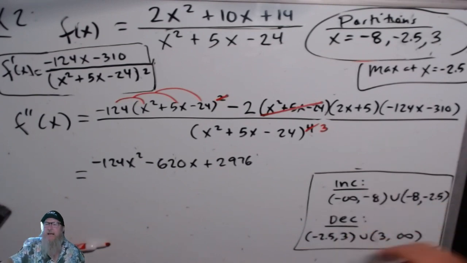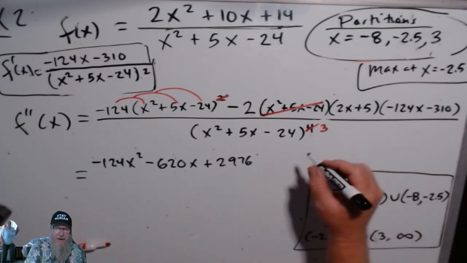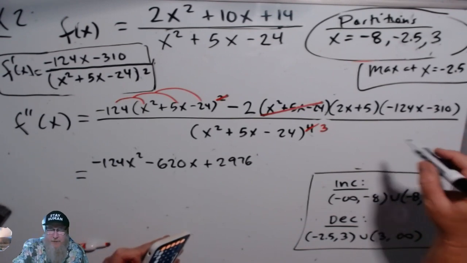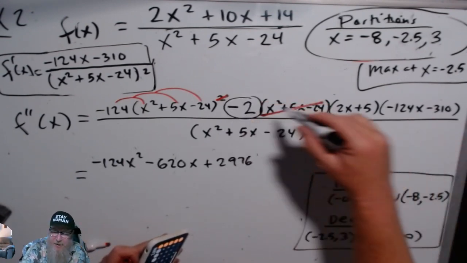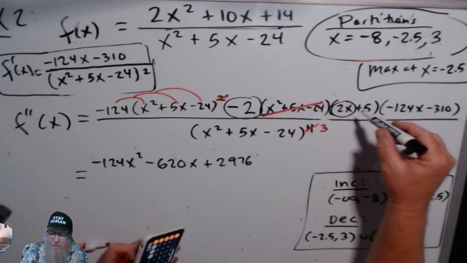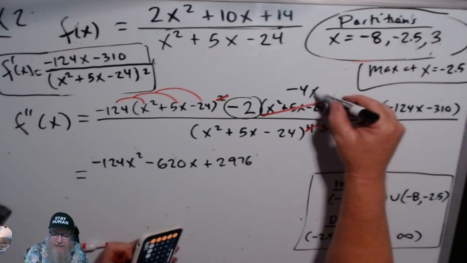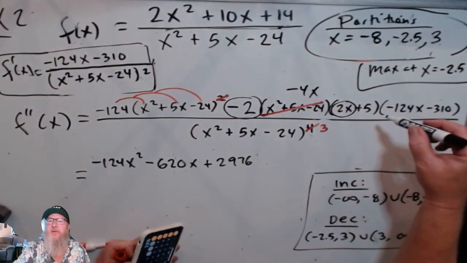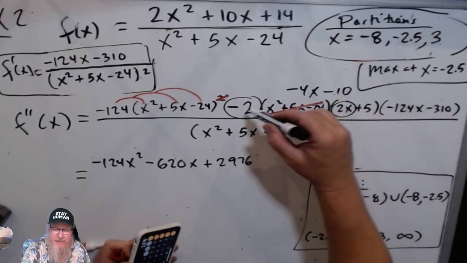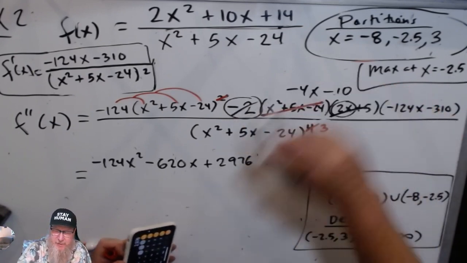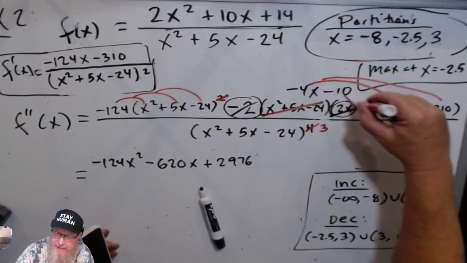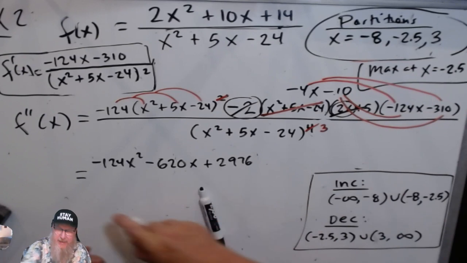Oh, I need to save this, but let's see if I can work around it for now. Shoot, what should I do? I've got this negative 2 and I've got a 2. So why don't we just combine those now? That'll be negative 4x. And then a negative 2 and a 5 is negative 10. And then I could do my distribution from this guy. It's not the cleanest, but I'm running out of space.